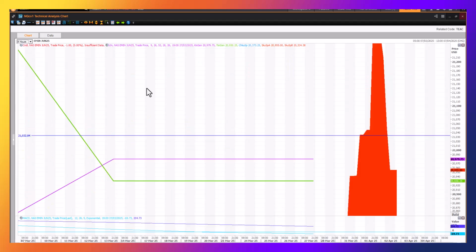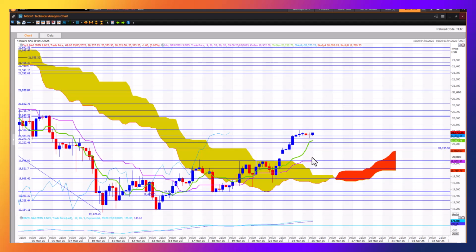Really like the 4-hour. Keep an eye out for any consolidation back down to test these support levels, but so far so good. It looks like we've got a bit of a stronger relief rally trend in the making here, but keep an eye on those support tests for swing trades to the upside.